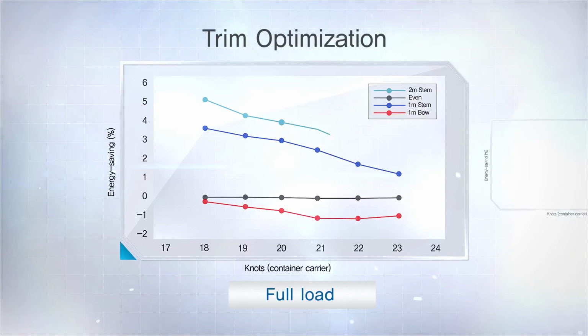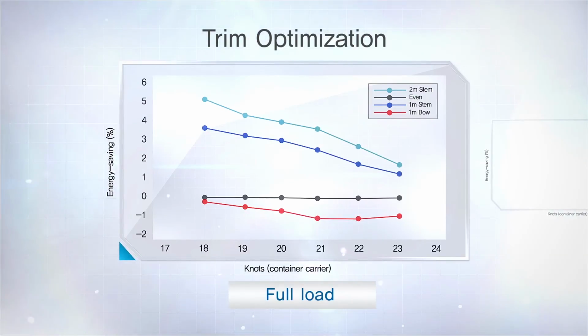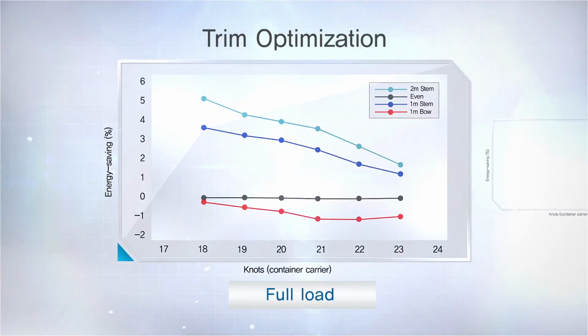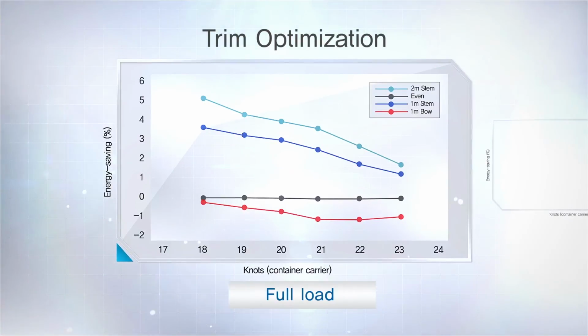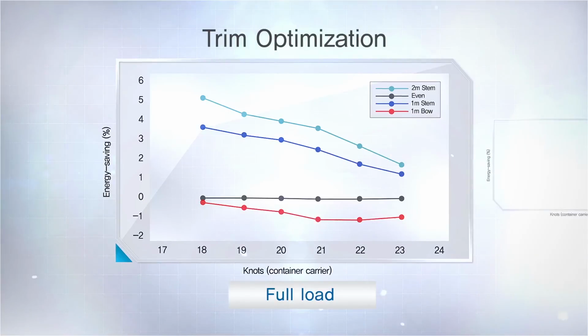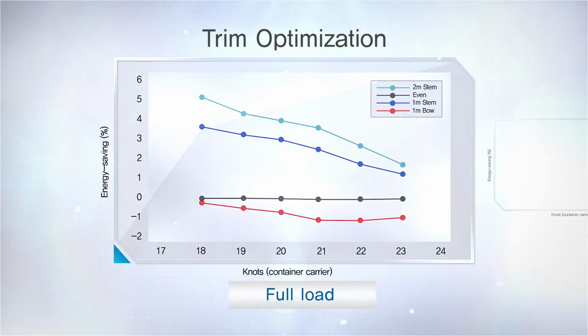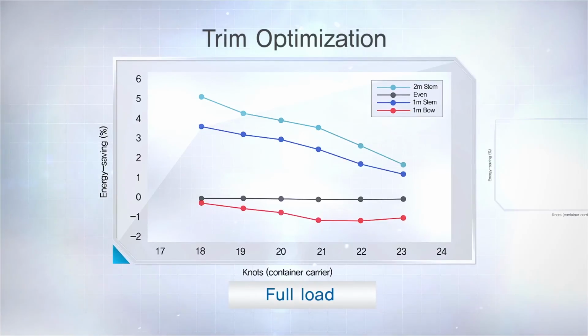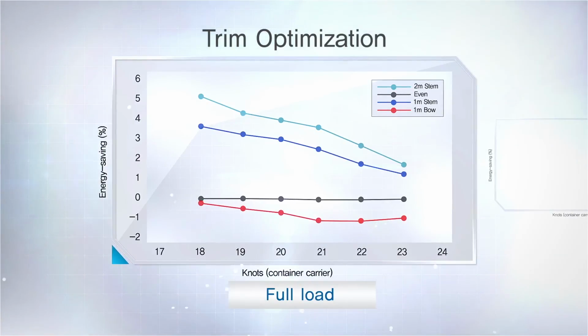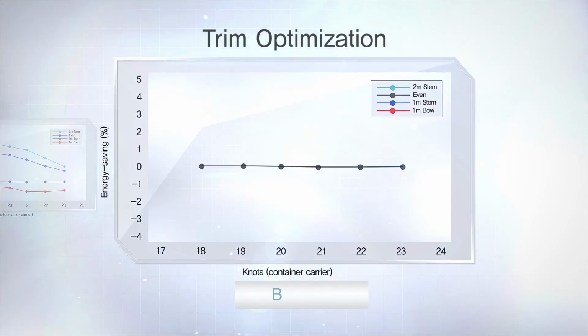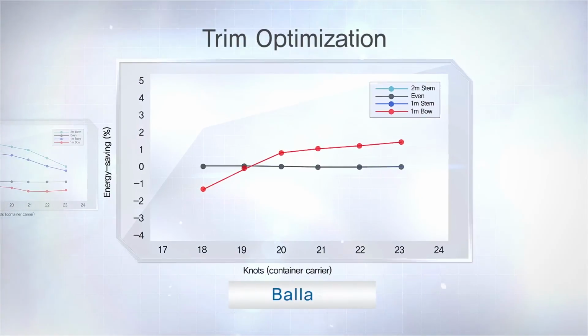This figure shows the calculation results in a full load. Black line represents the even draft. Stern trim requires more energy up to 5%. However, bow trim shows energy savings of 1% in the full speed range. Next figure is a result of the calculations in the ballast. In this case, you can see the advantages in the stern trim when having more than 21 knots.